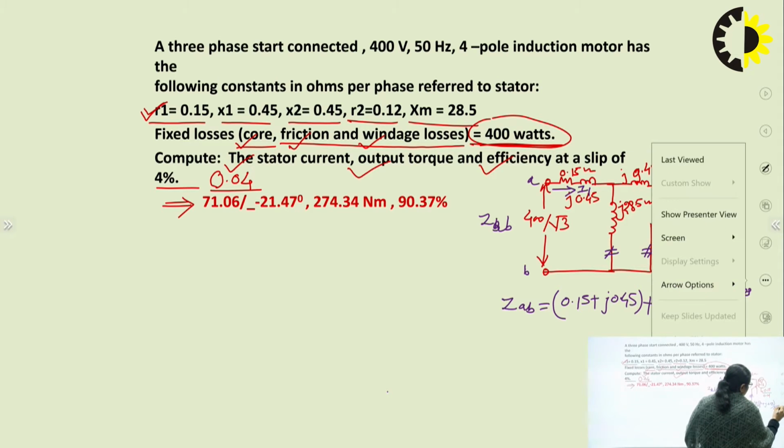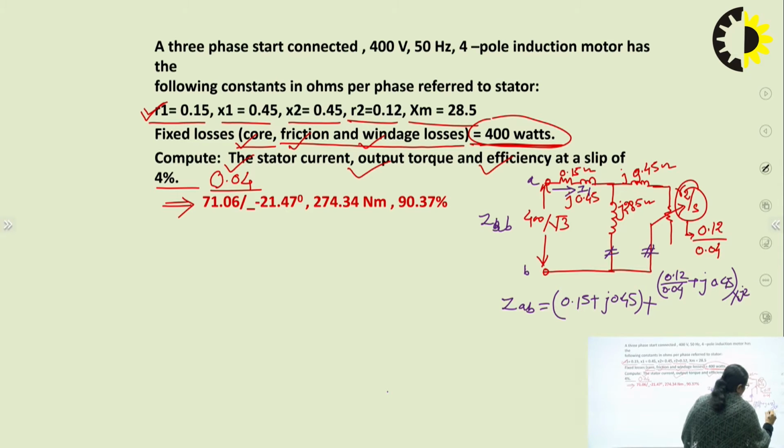Here it is for J20 multiplied by J28.5. Let me rub this additional part here, right? So in numerator and in denominator, it would be the summation of the two branch impedances. So I can very well write it as 0.12 upon 0.04 plus J, the imaginary part of this entire loop.